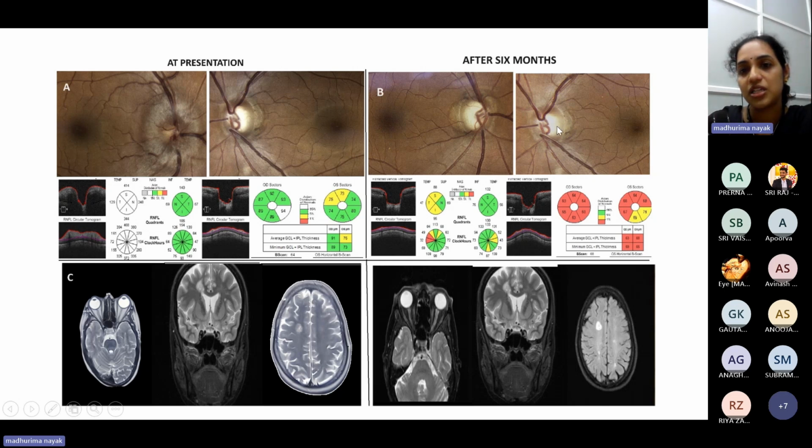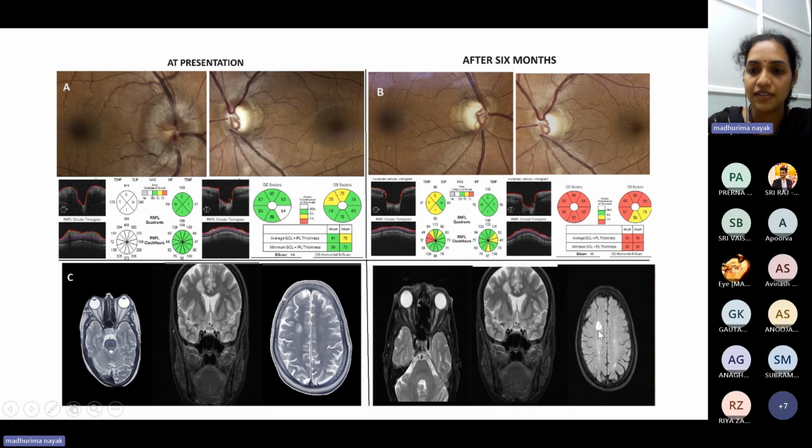Is there anything you see now in the left eye? No. But the right eye has developed some pallor. So now he has presented with retrobulbar neuritis of the left eye. Here you see some thinning in the right eye and the left eye is absolutely normal. But the GCL will give you a nice hint. There is severe thinning of GCL in both eyes.